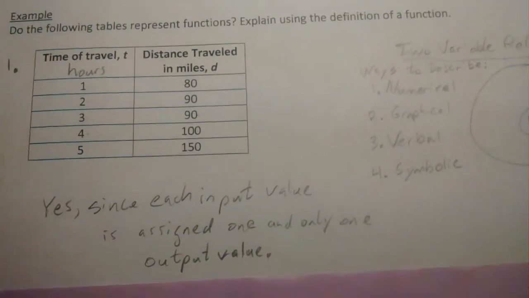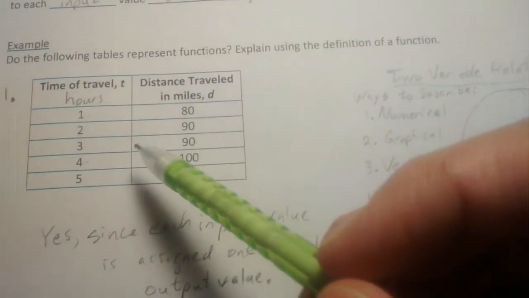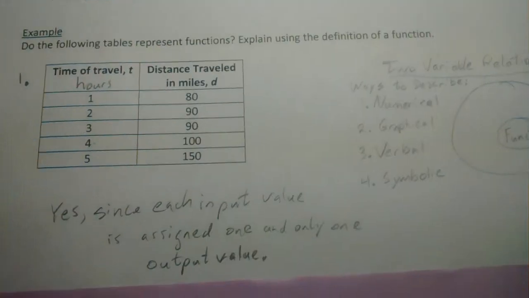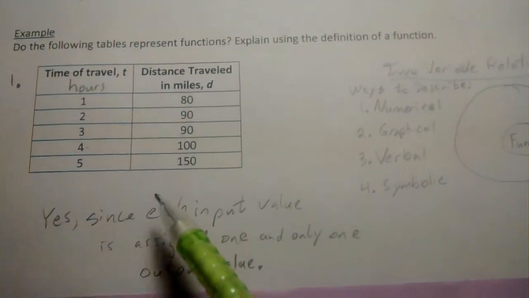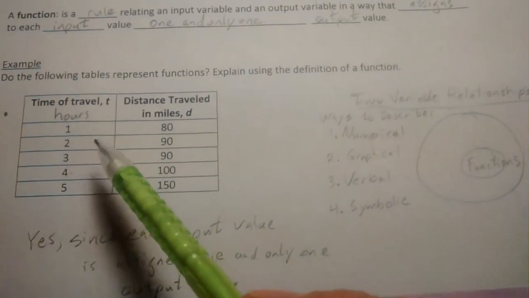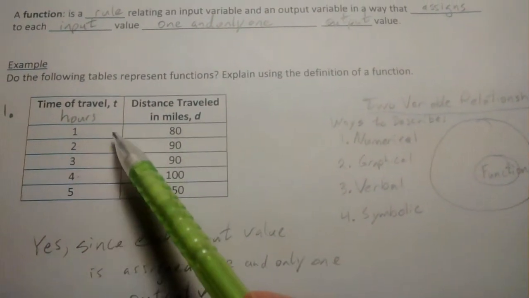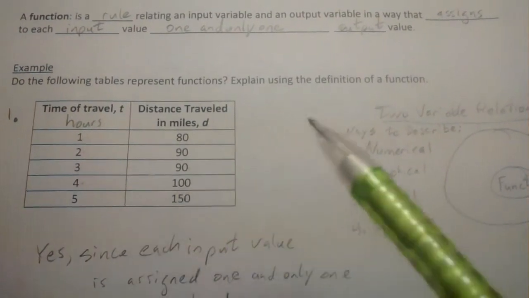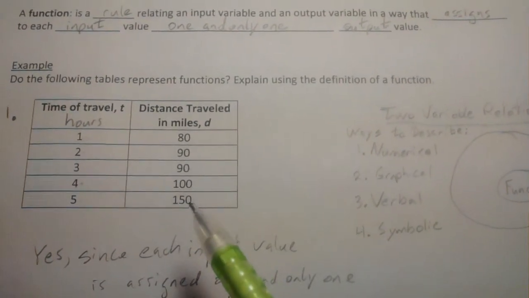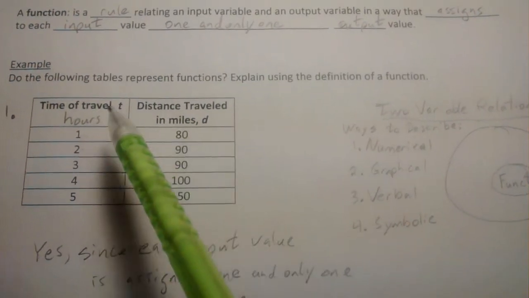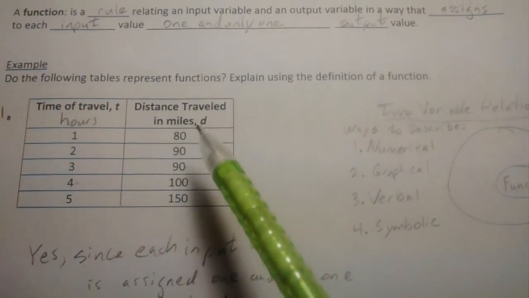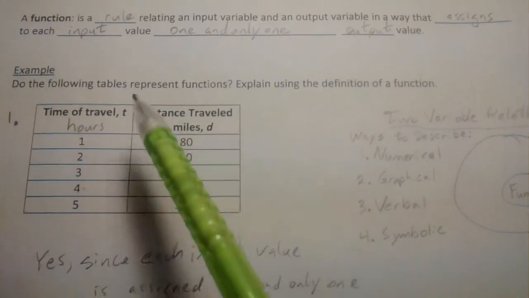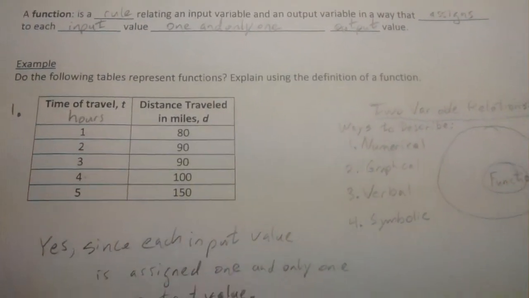In this last example here, this was a function according to the definition here, and I wanted to just say a couple things about it. Each of these input values is assigned to one and only one output value, and so that's why this is a function. When we do have a function relationship between two variables, in this case, we would say that the distance traveled is a function of the time of travel.